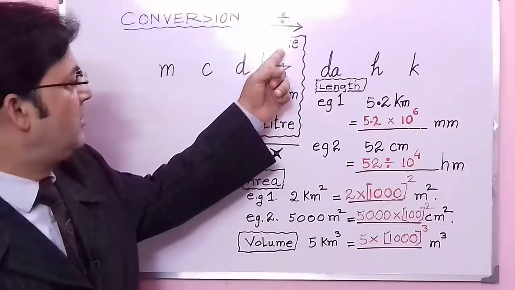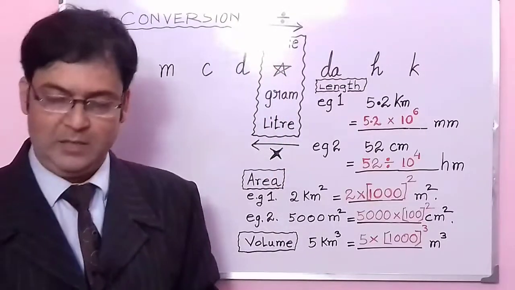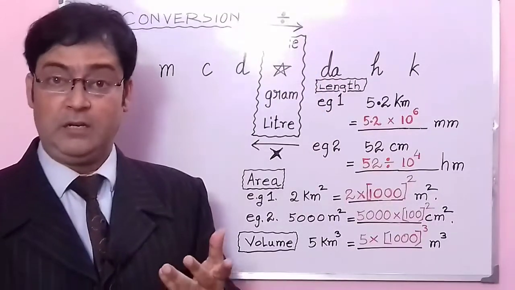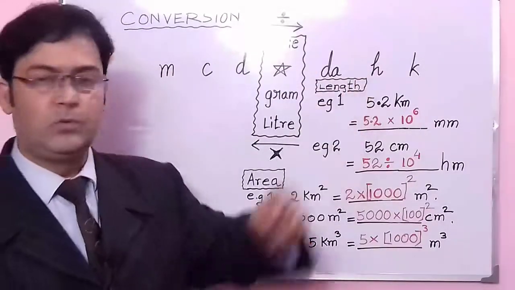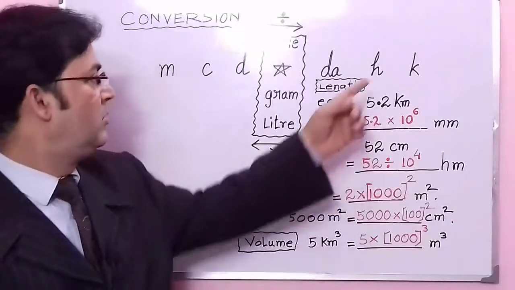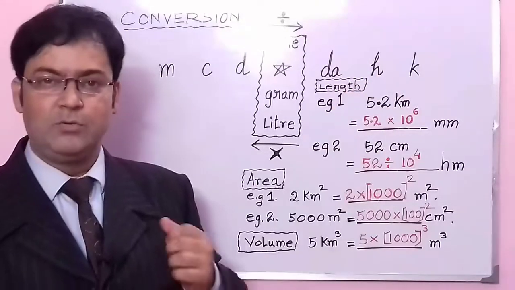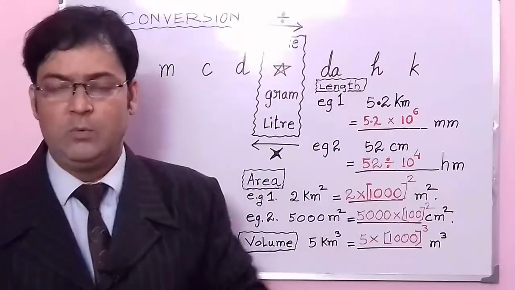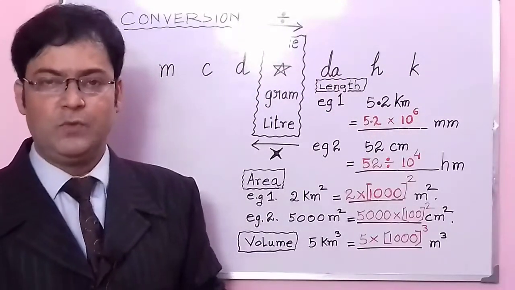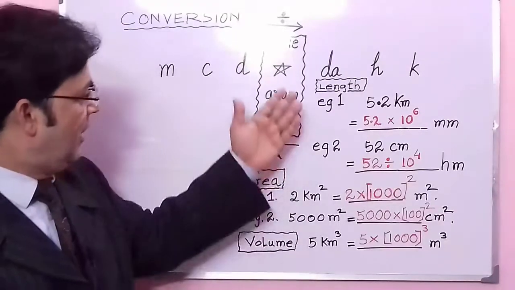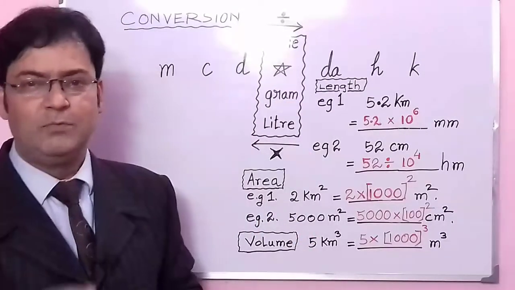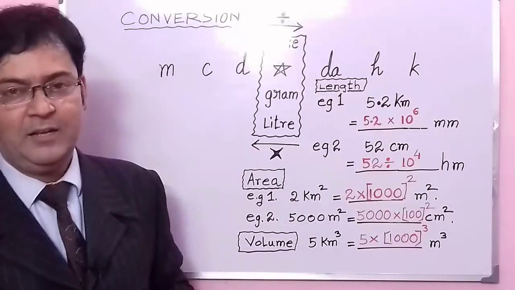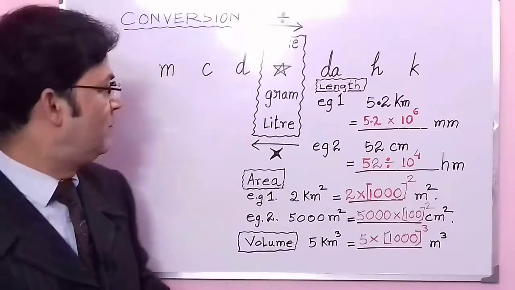Star can be meter, gram, liter, etc. Deca is 10 times, hecto is 100 times, kilo is 1,000 times. MCD star duck. Why did I write like that? Because whenever you are converting something, as I'll show in the examples, it will be very easy for you to convert in the mind. Let's see how we can do it.